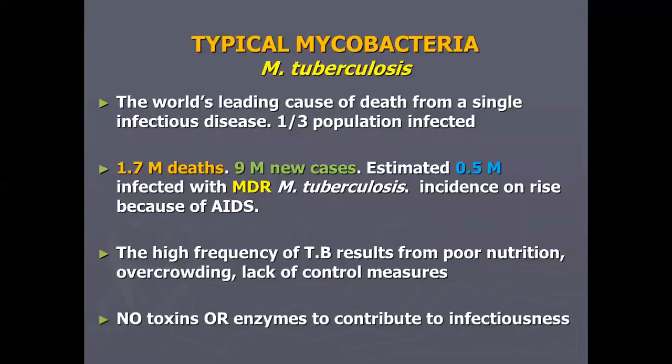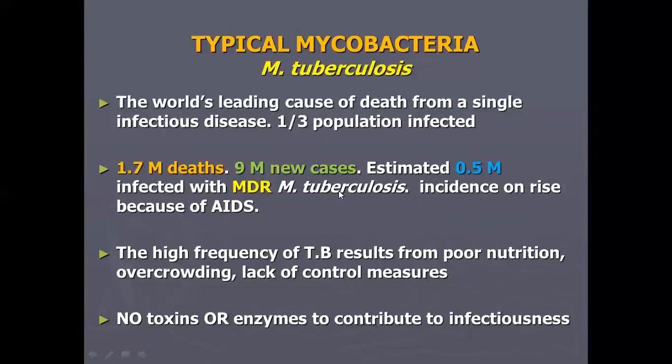The typical mycobacteria, as I said earlier, is the leading cause of death from single infectious diseases. Almost one-third of the population is infected. 1.7 million deaths has been reduced now, according to the recent survey that I saw on the CDC and the WHO site. It is now almost close to 1.3 million deaths every year, compared to the 1.57 million that has been written in the book that we use for this purpose. 9 million new cases every year are estimated, 0.5 million infected with multi-drug resistant Mycobacterium tuberculosis.